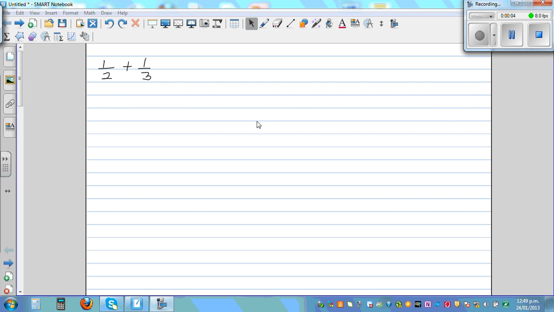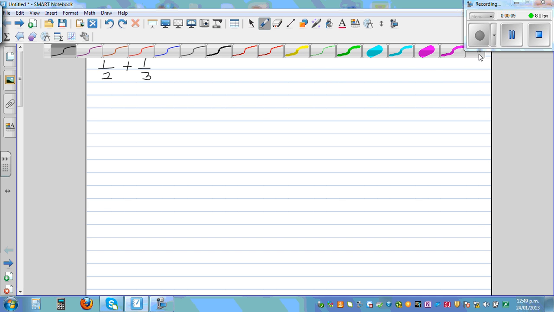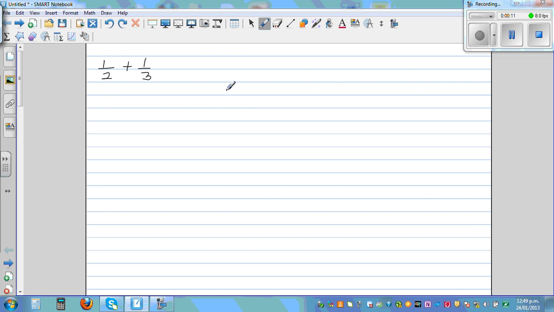How would you add 1/2 and 1/3? Okay, so again, this is an application of LCM. To add fractions, you have to make the denominators equal. Let me write that. You have to make the denominators equal.